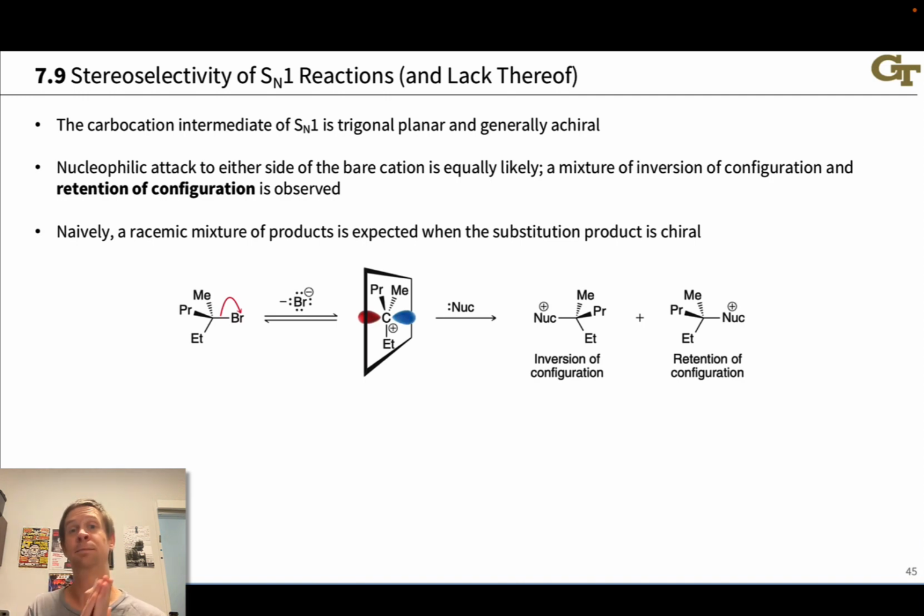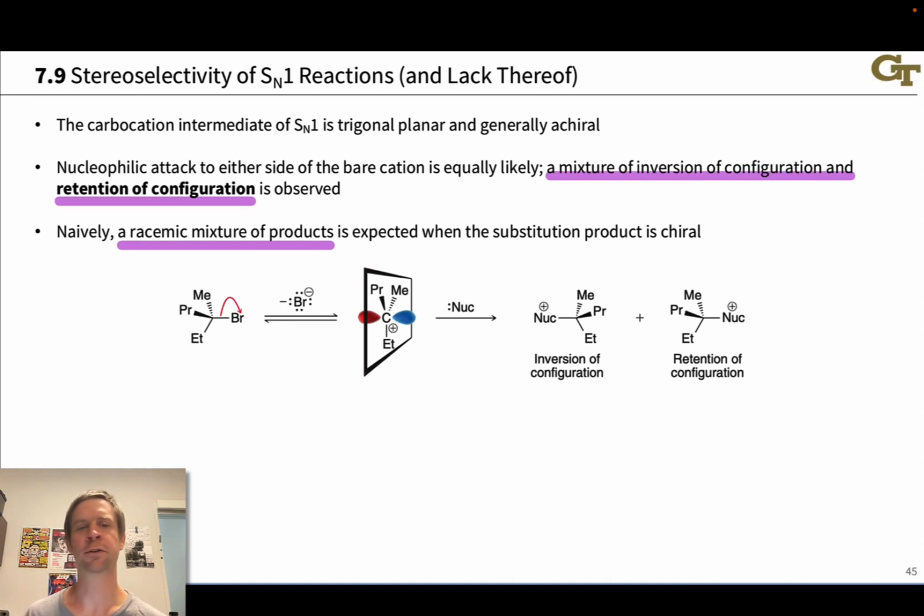The carbocation has a plane of symmetry that is the trigonal plane, and you can see an example of that here. This carbocation is planar, and it's got this plane of symmetry that's more or less perpendicular to the screen. Because the carbocation is planar and flat, the nucleophile can approach either side, and we expect a mixture of inversion and retention of configuration. Naively, barring some memory effects of the leaving group, which we'll touch on in a second, we would expect a racemic mixture of products.